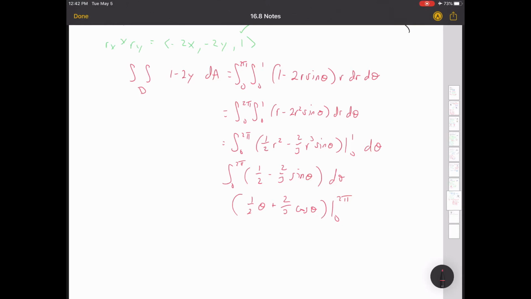Okay, so let's go ahead and plug in the 2 pi. 2 pi times a half is pi. Plus 2/3 times cosine of 2 pi, which is 1, is 2/3.